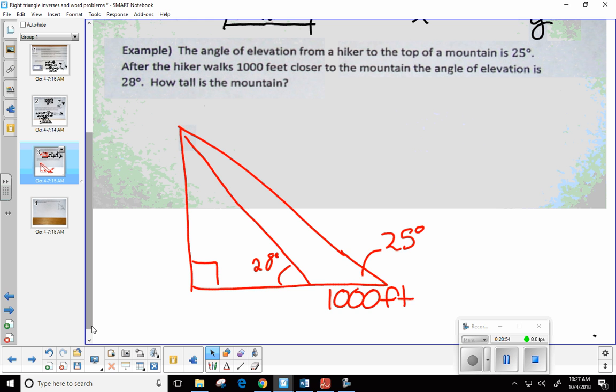Perfect. Okay, and so like the problem said, we're trying to find how tall the mountain is, right? So we'll label the height of the mountain as x. But then the one issue that we have is that we only know of this section down here at the bottom to be 1,000 feet. We don't have the whole length of the base of the triangle. So what can we do for that?